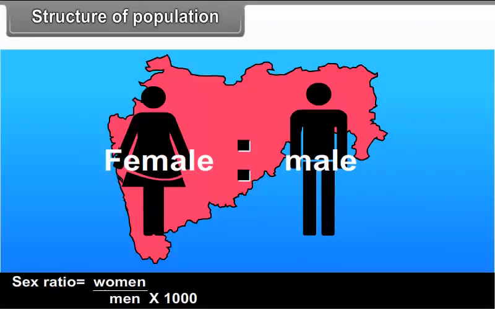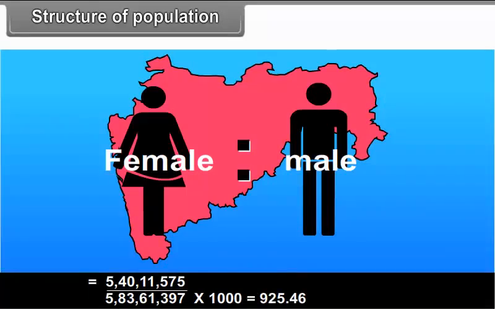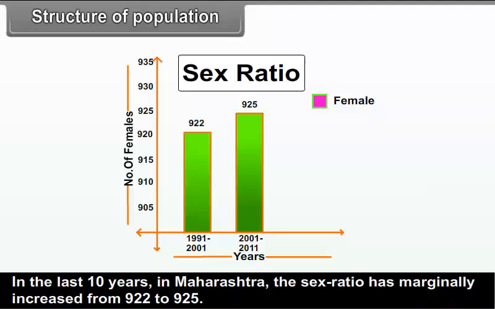In Maharashtra, sex ratio is equal to women upon men into 1000, which is equal to 5,40,11,575 upon 5,83,61,397 into 1000, which is equal to 925.46. In the last 10 years, in Maharashtra, the sex ratio has marginally increased from 922 to 925.